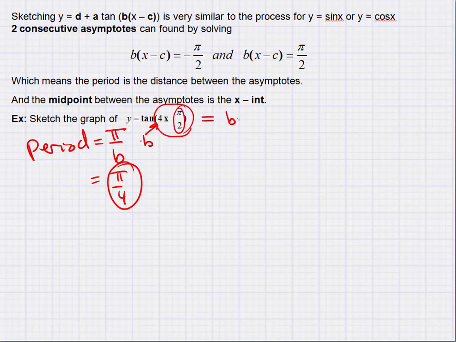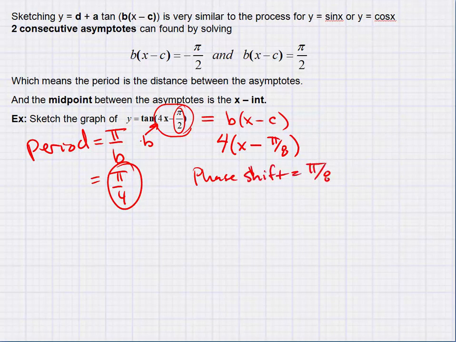Also, pi over 2 is not the phase shift. I have to look at this as b times x minus c. So if I want to find the phase shift, I would do 4 times x minus pi over 8. If I multiplied the 4 in, I would get pi over 2. So my phase shift is pi over 8.